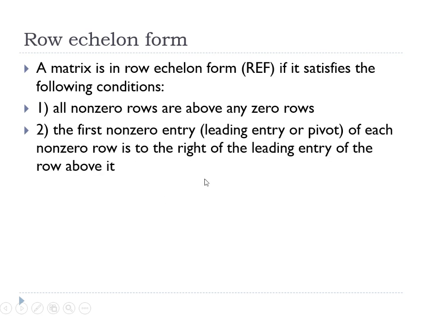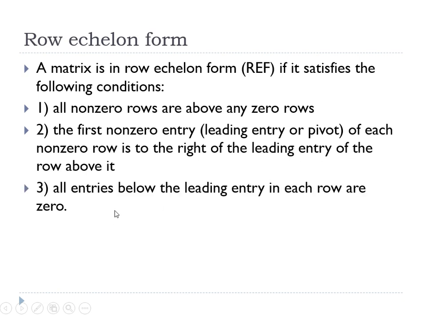The second condition is about the first non-zero entry. Suppose you have a non-zero row. The first non-zero entry in that row, non-zero in the sense not zero, we commonly call a leading entry, or a pivot. That should always be to the right of the leading entry of the row above it. So basically it will look like a staircase. The pivot should always be to the right of the leading entry of the row above it.